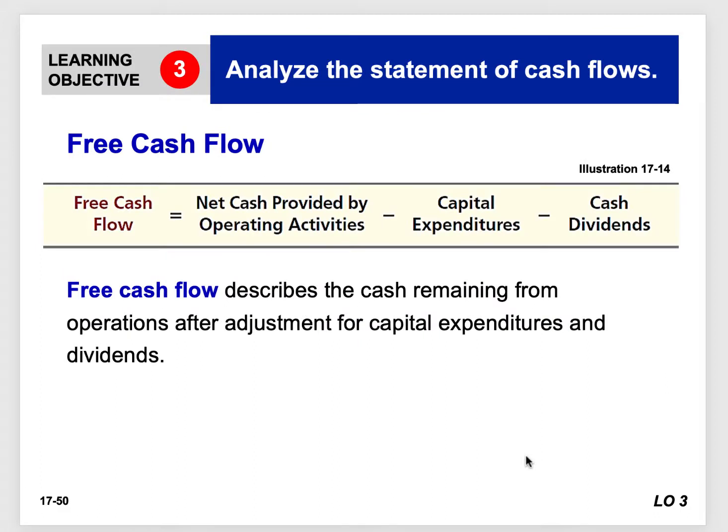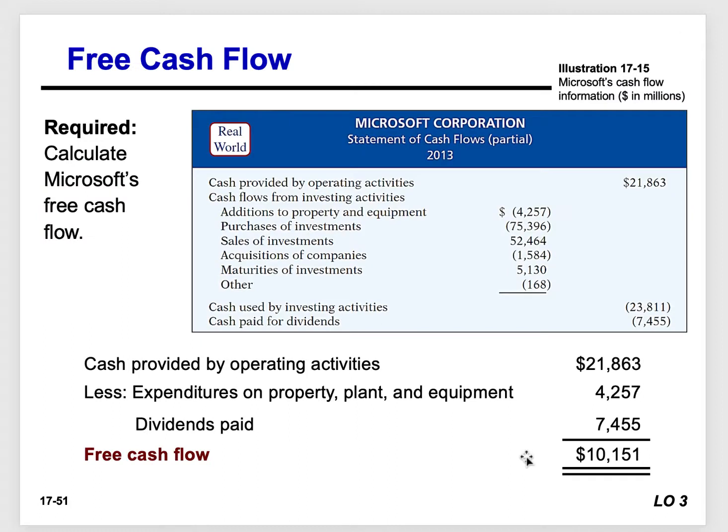Another thing that's really important, and you'll get into this in some of your finance classes and higher level accounting courses: we need to look at free cash flow. What is free cash flow? Free cash flow is the cash remaining from operations after we adjust for capital expenditures as well as dividends. How do we calculate that? Super easy. Put it on a note card, memorize it. Free cash flow is equal to the net cash provided by operating activities minus capital expenditures minus cash dividends.